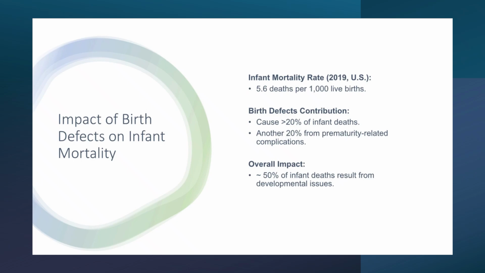In 2019, the United States reported an infant mortality rate of 5.6 deaths per 1,000 live births. Notably, birth defects accounted for over 20% of these deaths, while complications arising from prematurity contributed to another 20%. Collectively, this means that nearly half of all infant deaths are linked to developmental issues, underscoring the critical need for effective prevention and intervention strategies.